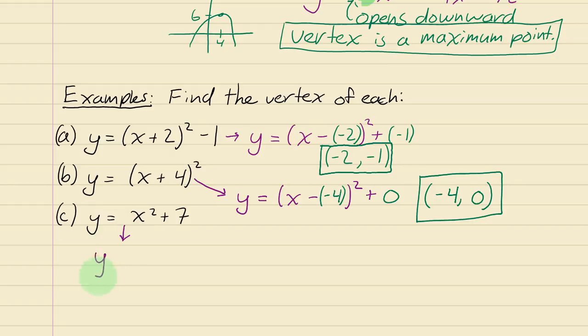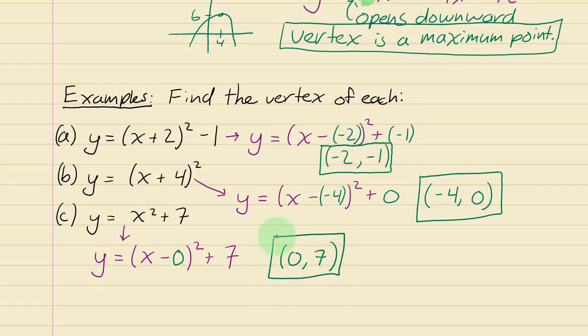You can write this as y equals that x squared. I want to write that as x minus something squared. And then we have the plus 7 on the outside. But x minus, let's see, x minus 0 is the same as x squared. So that means the vertex is (0, 7). So that's just a quick example of doing that.